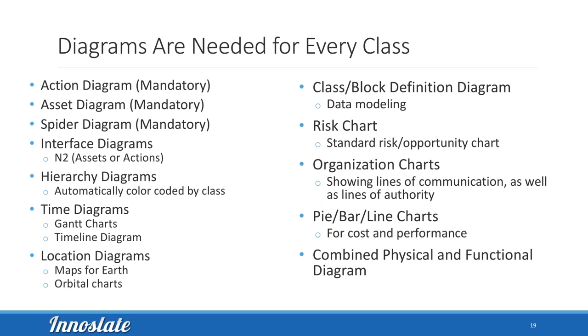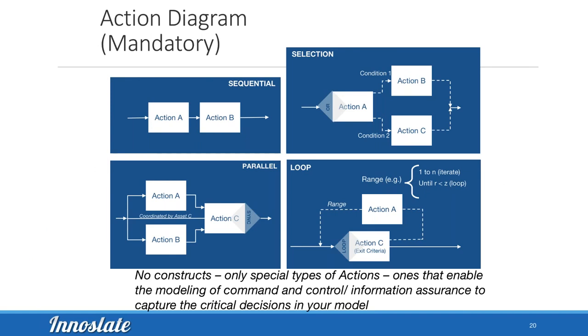So let's talk about the next three, because those are the ones that are specific. So the really probably only unique diagram, although how unique it is is arguable, is the action diagram. What makes this unique is the fact that we don't use any constructs. Typically, you'll see a symbol like an AND or an OR in one of these other kinds of languages. Instead, what we realized was those are generalizable decision points. And decision points are something you want to capture because, after all, that's an important part of your command and control system, your information assurance.